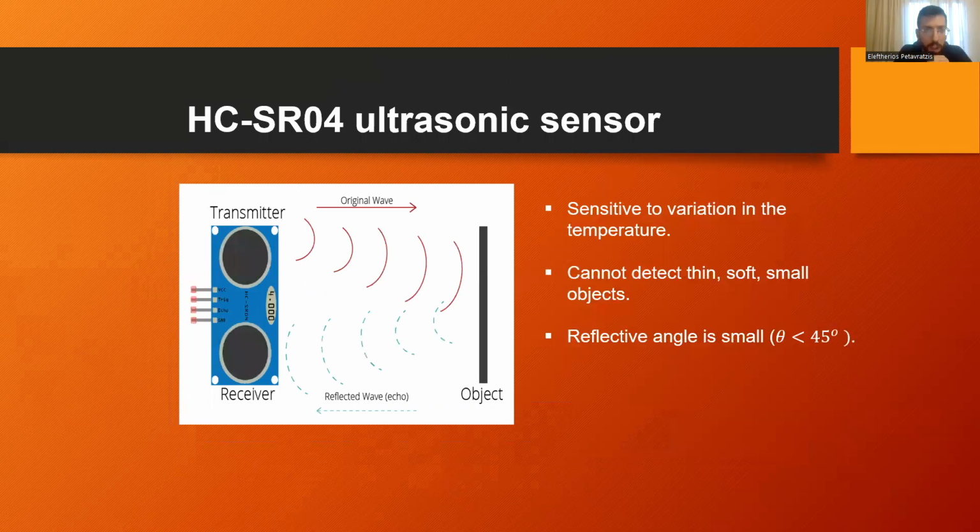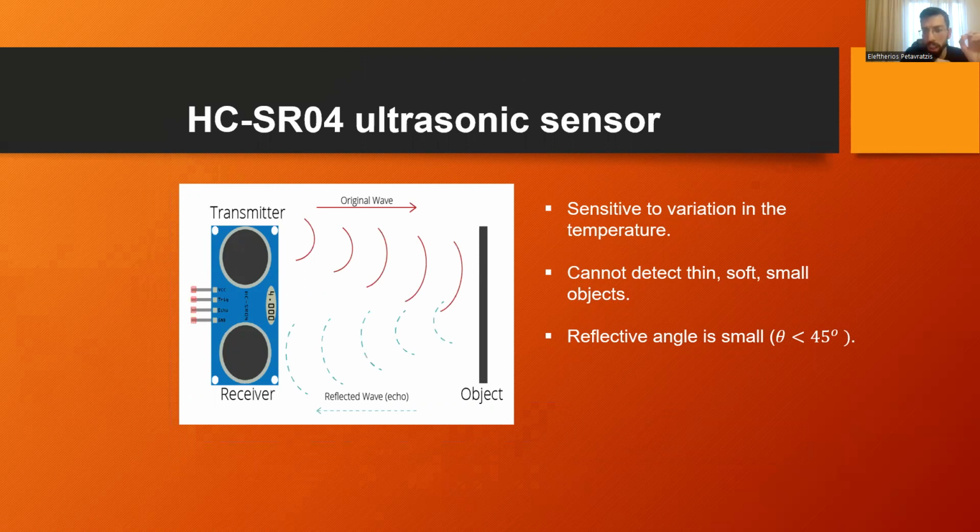Here you can see the ultrasonic sensor that we are using, and it can send pulses. As I said before, it can send pulses that can be reflected by the obstacles that we have placed in our workspace. And this sensor has 3 basic disadvantages.